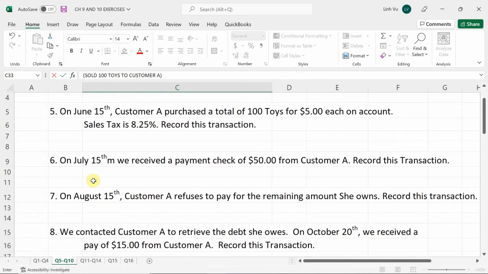Okay. So then question number 6, on July 15, we received a payment check for $50 from customer A. Record this transaction. So we received $50 on July 5th from customer A.